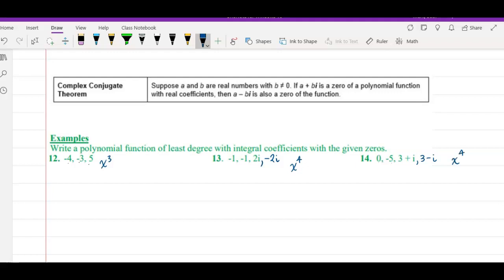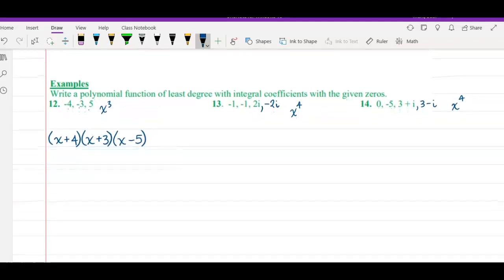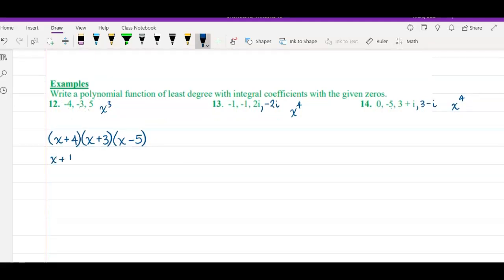Let's go ahead and write these zeros as factors. Negative 4 would become x plus 4. Negative 3 would become x plus 3. And 5 will become x minus 5. Now I can FOIL or box. It really doesn't matter how I do it. I'm going to just FOIL these two binomials. x times x gives me x squared, 3x take away 5x is negative 2x. And then finally, 3 times negative 5 makes negative 15.